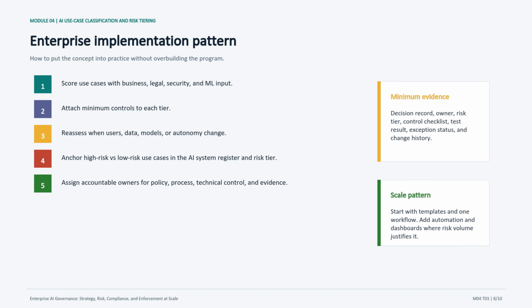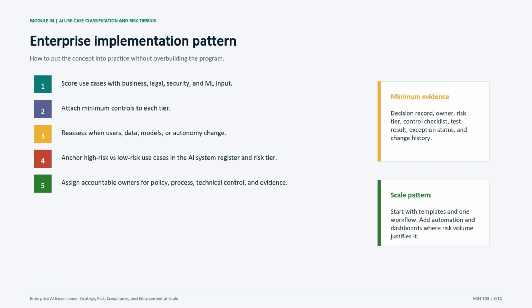This slide is the move from design to execution. I would present these steps as a practical starting pattern for teams that need to make high risk versus low risk use cases real without waiting for a perfect enterprise program. The implementation actions here include score use cases with business, legal, security, and ML input, attach minimum controls to each tier, and reassess when users, data, models, or autonomy change.